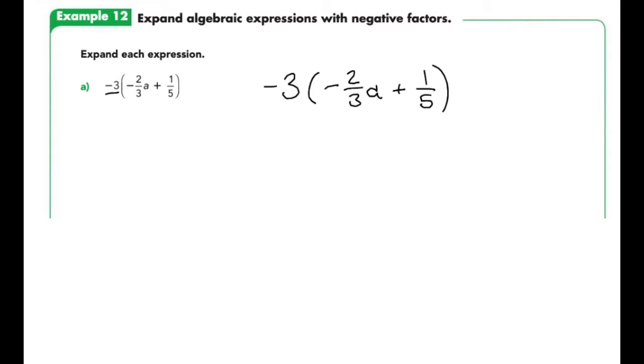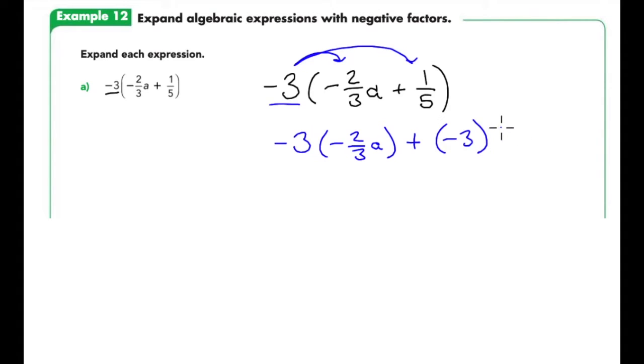We follow our same process of taking our outside factor and multiplying it by both parts inside. That is our distributive property there. So we're left with a negative 3 times a negative 2/3 a plus a negative 3 times 1/5.